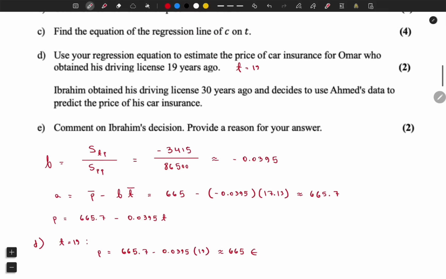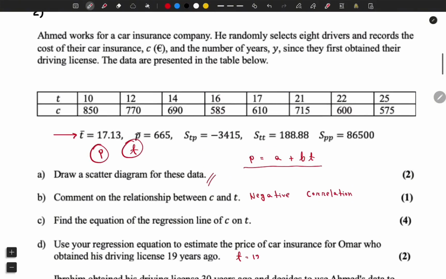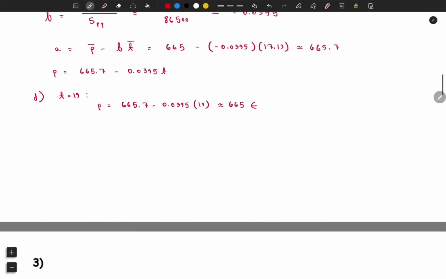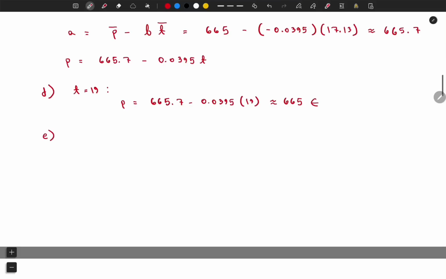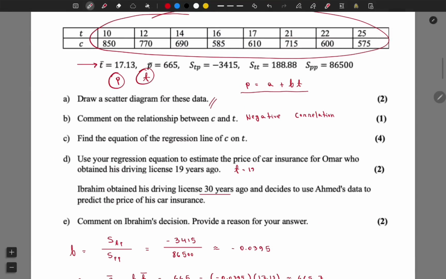Now moving on to the next part of the question: Ibrahim obtained his driving license 30 years ago and decides to use Ahmed's data to predict the price of his car insurance. Comment on Ibrahim's decision, provide a reason for your answer. Now as you can see, the value of t is 30 in this part, but from the data given, 30 is outside the range of this data. So Ibrahim's decision is actually not a good decision, as 30 years is outside the range of our data. So that is it for the second question.